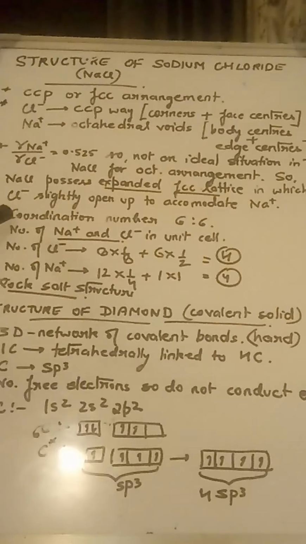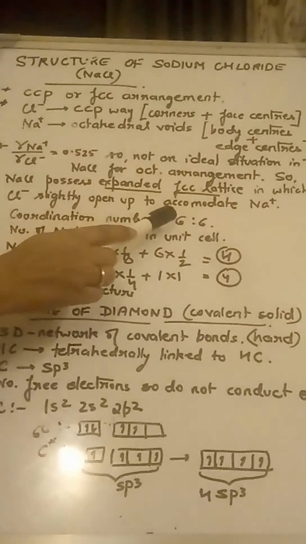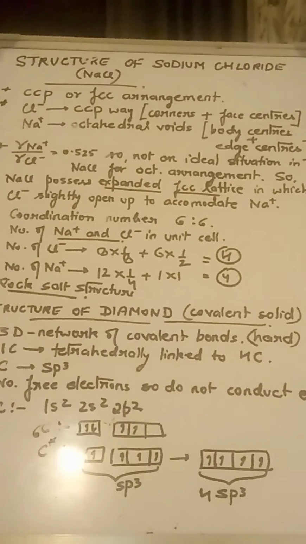Further, in the NaCl structure, the coordination number is 6:6. What does this mean? This means that each sodium ion is surrounded by 6 chloride ions, while each chloride ion is surrounded by 6 sodium ions, right? This is about the coordination number of NaCl.